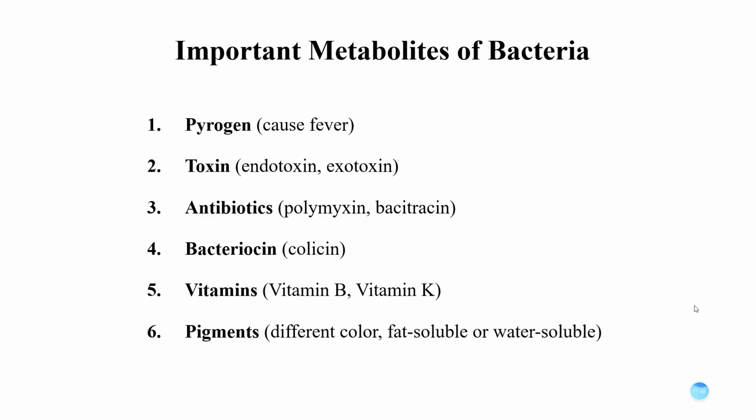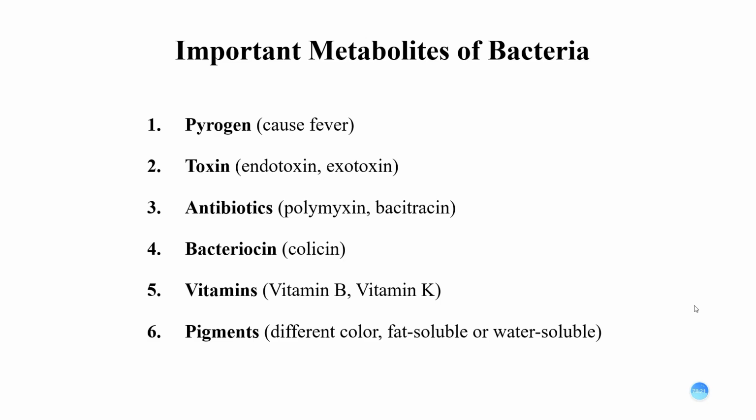And they are able to produce bacteriocin. It's a molecule which can inhibit other bacteria, but it's different from antibiotics. And some bacteria are able to produce vitamins, such as vitamin B and vitamin K. And in our digestive tract, in the intestine, some bacteria are able to produce vitamin B molecules and vitamin K. And it's important for our health.